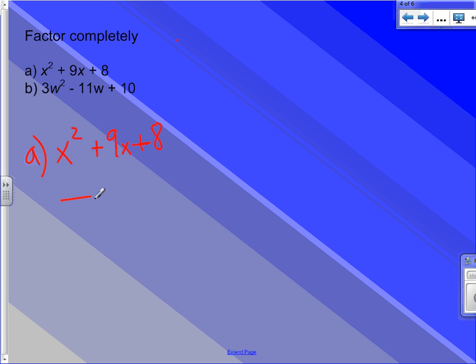And what we want to do now is just set up our thing here to find out what numbers make this magic happen.